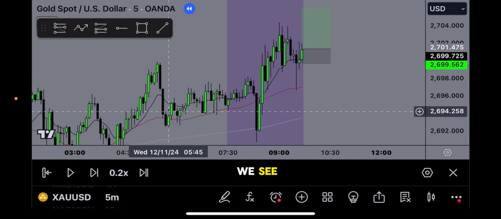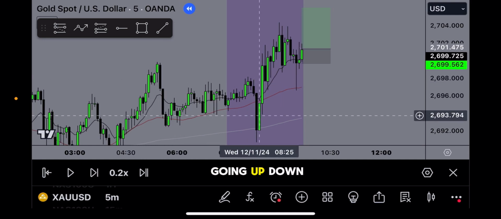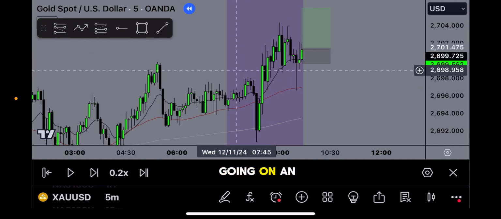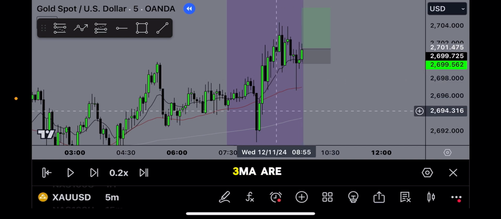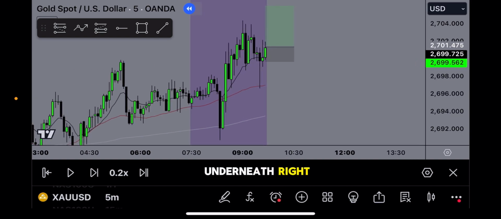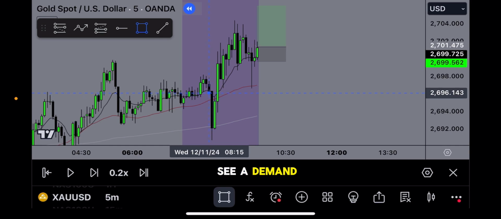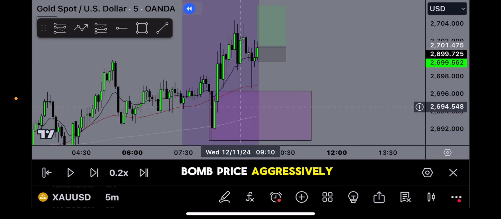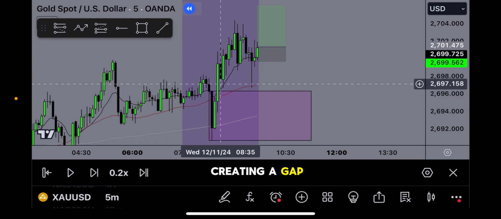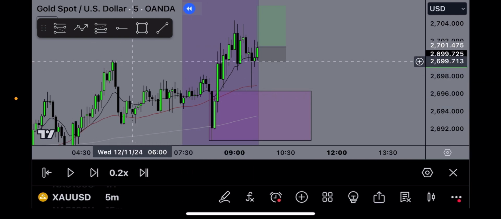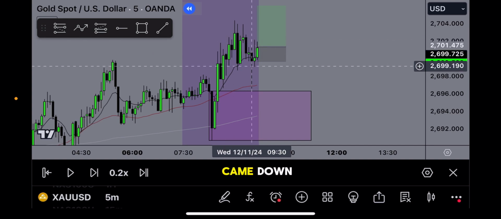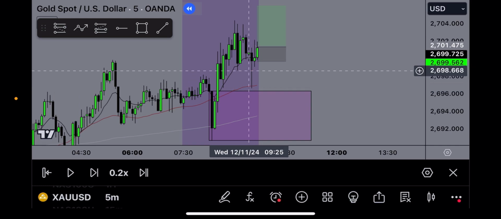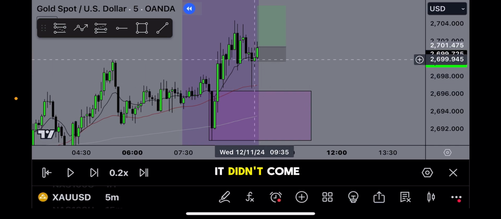Here, what do we see? We see price going up, down, down. It's creating higher highs. It's going on an uptrend. We also see the 3 MAs are underneath, right? What do we also see? We see a demand setup right here. Boom. Price aggressively pushed up, creating a gap and breaking the previous high. And then price came down, rejected off the 50 MA, and continued up. It didn't come back down, right?